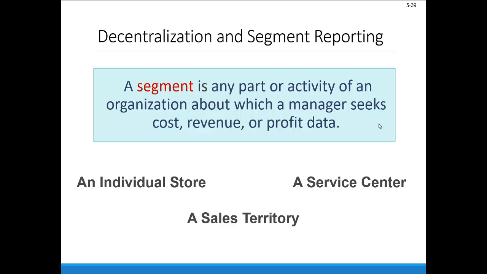So it might be, in some organizations, an individual store, if we're talking about a retail setting, for example, that has a whole bunch of different stores in different locations. It might be a service center. It might be an entire sales territory. Again, anything about which we want some kind of profitability data, however we want to organize operations within the business.